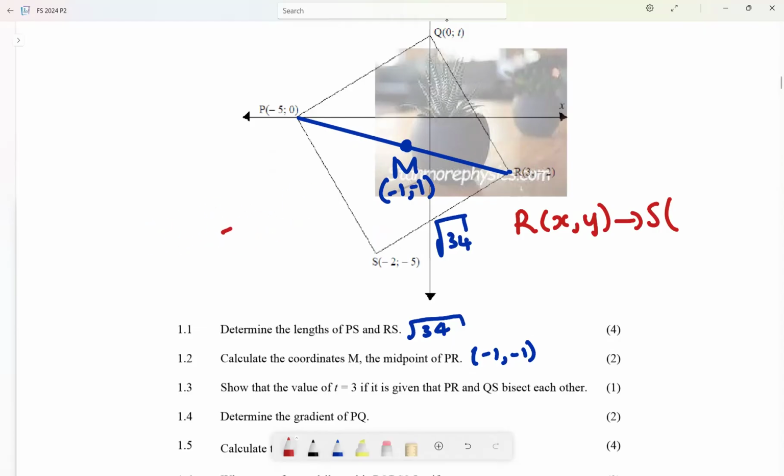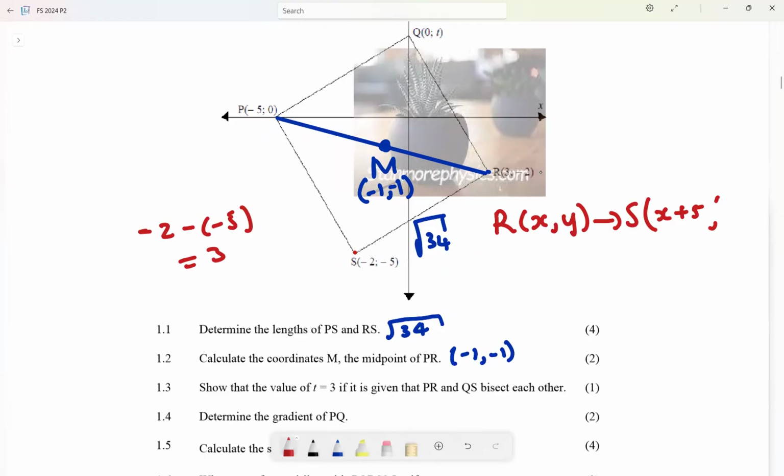So it means they added 5 to the x coordinate of S. Then what happened to the y coordinate of S, which is negative 5? Can you see it moved from y equal to negative 5 to y equal to negative 2? So the distance is negative 2 minus negative 5, which is 3. So it means the y coordinate moved 3 units. This is what they did to get the coordinate of R.